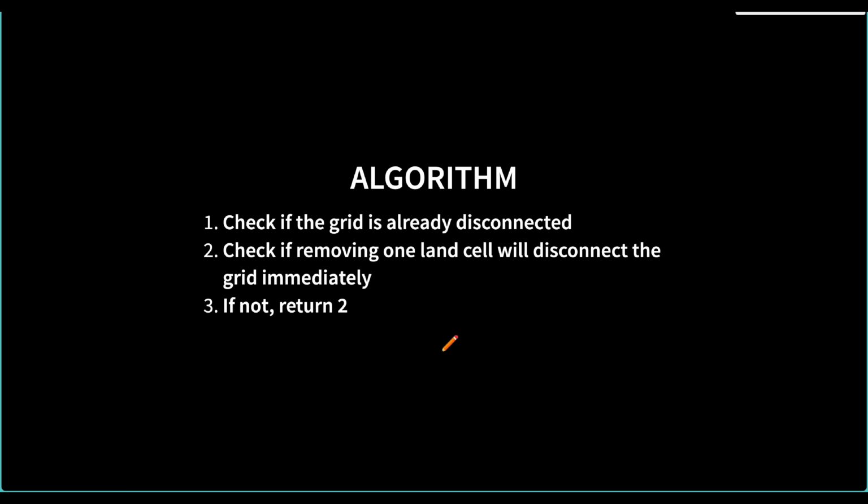And finally, step 3: if case 1 and case 2 don't apply, then the number of days is equal to 2. Because this graph is biconnected, and the grid structure was such that we will be able to disconnect the graph in 2 days. And now let's jump into the code part.